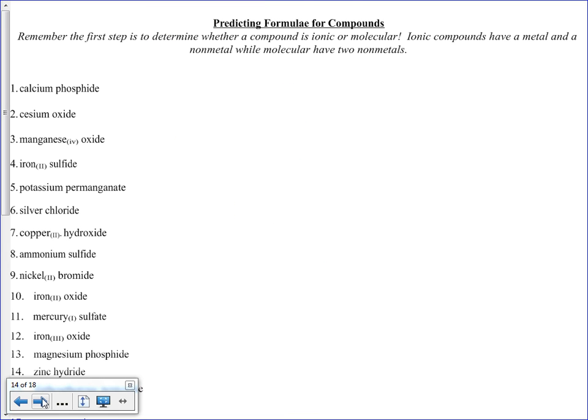All right, so what I'm going to do here is hand out the first of the naming and formulas worksheets, and you can get started on that today. Okay, and then we'll be kind of practicing that stuff most of the day tomorrow. There's only about 15 minutes left today.